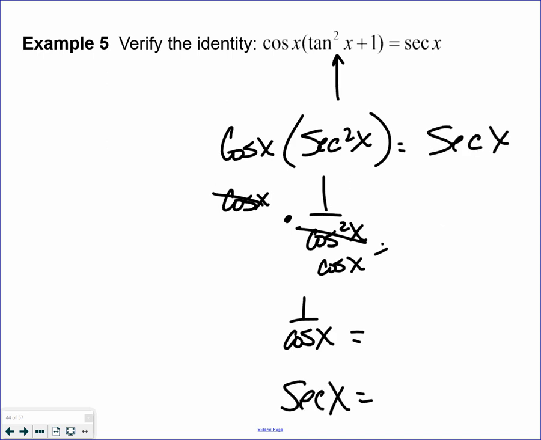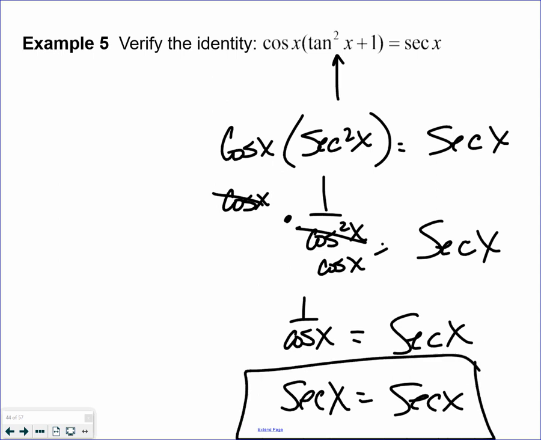So I made the left-hand side equal the right, and that's how I know I'm done. So I manipulated one side of the equation to equal the other side. You are not allowed to manipulate both sides of the equation at the same time. You're only allowed to work on one side, not both.